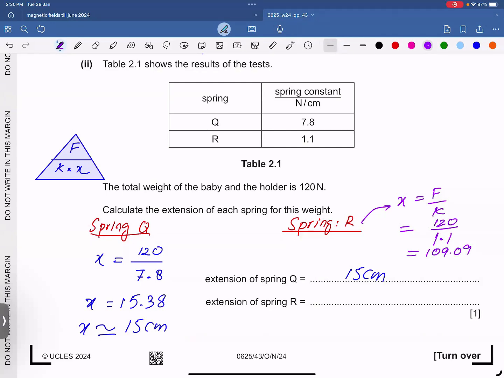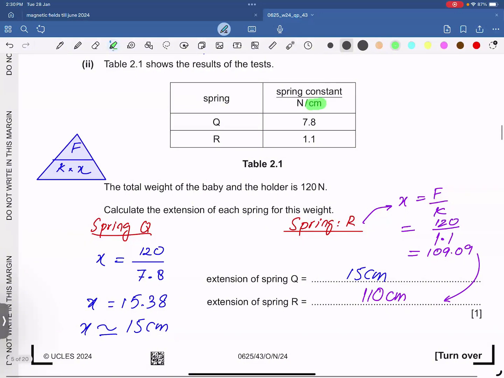So again, you will round to two significant figures and write here, which will be 110 centimeters. Don't forget to write the right unit. Why did I write centimeter? Because as you can see in the question, it was Newton per centimeter. So I kept them centimeters. And the final answer should be rounded to two significant figures. The reason is the given data is also two significant figures.